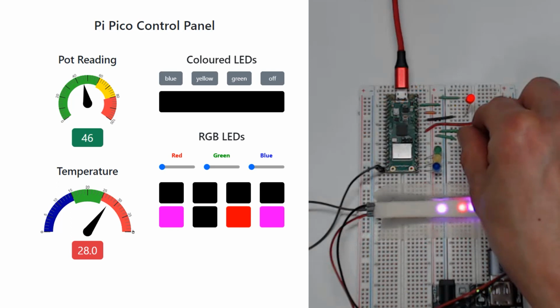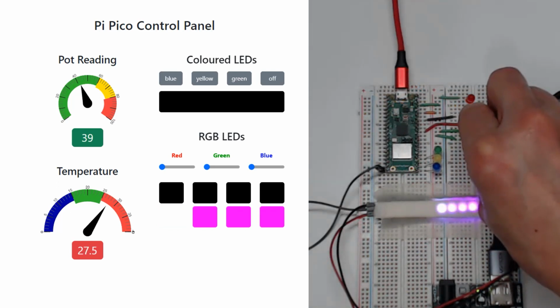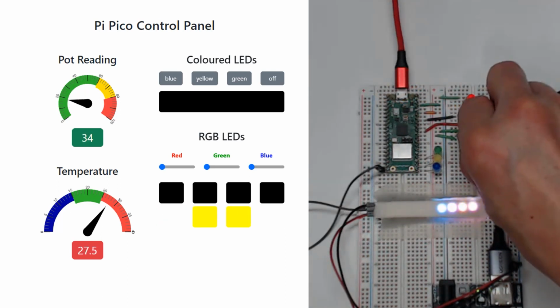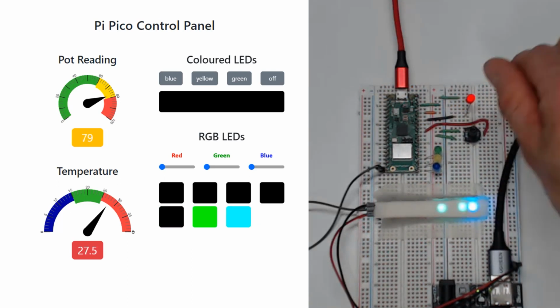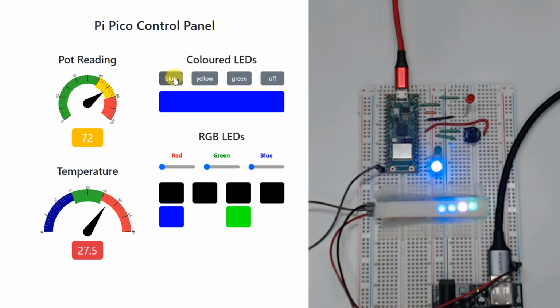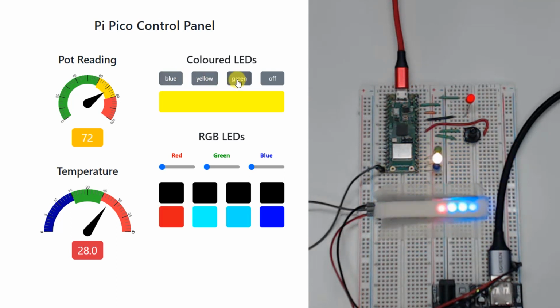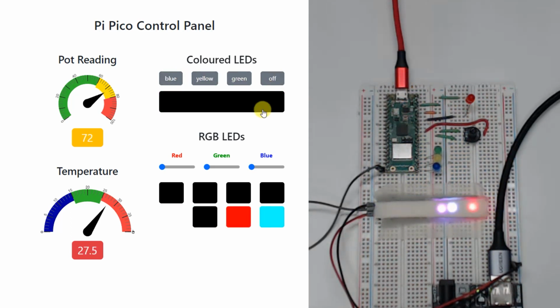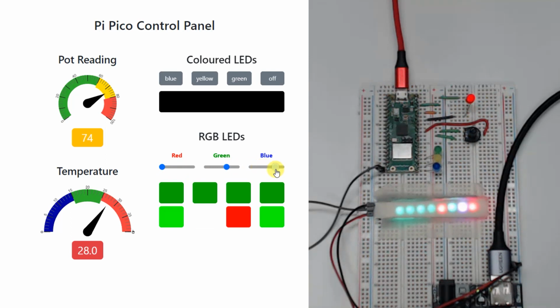But for now you can see here the potentiometer reading. If I adjust the potentiometer here, you can see that we do get our needle changing on our dial. I can then, of course, in these coloured LEDs up here, if I click on the blue one, you should see the blue LED coming on, yellow, green and off. On the 4 neopixels which are off at the moment, I can then increase the red value on there. I can bring in some green and I can bring in some blue, and we can start to play around with the colours on those things.